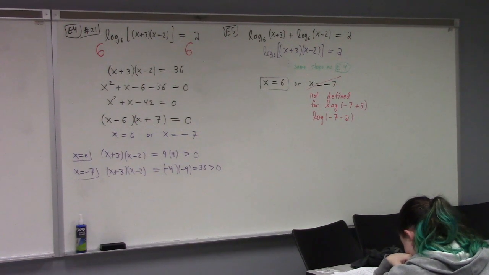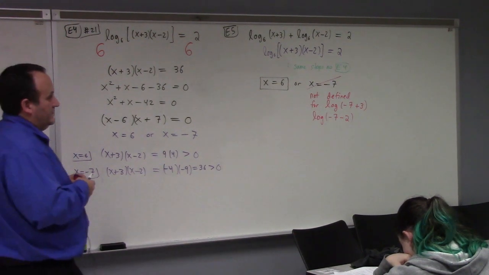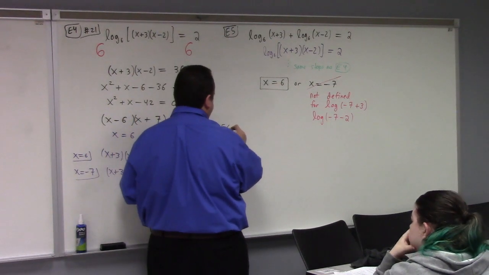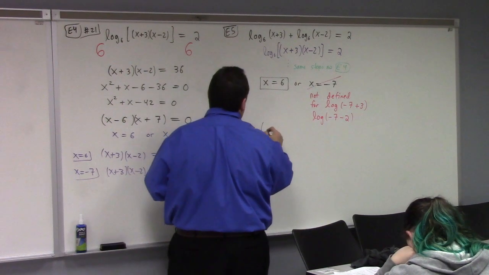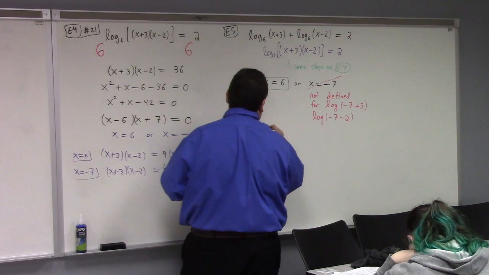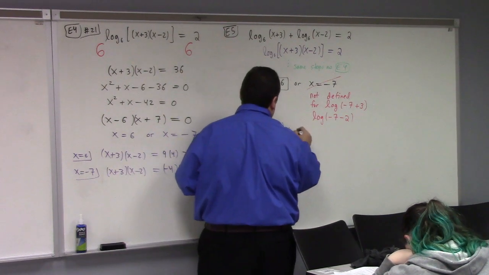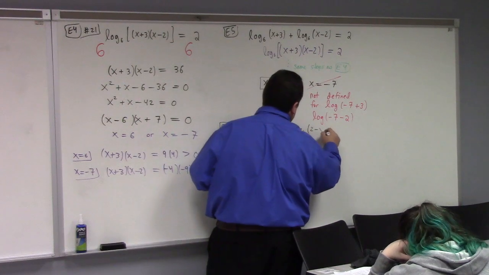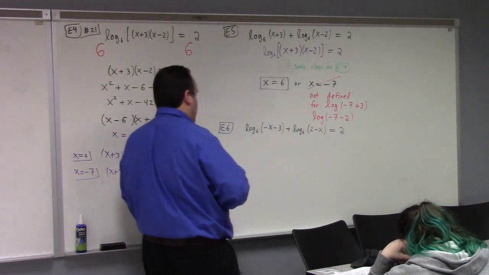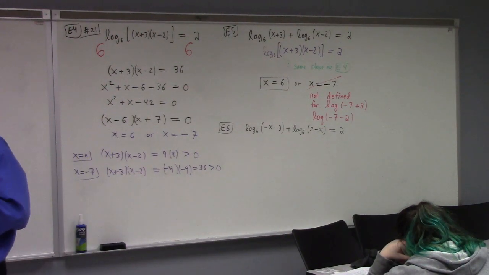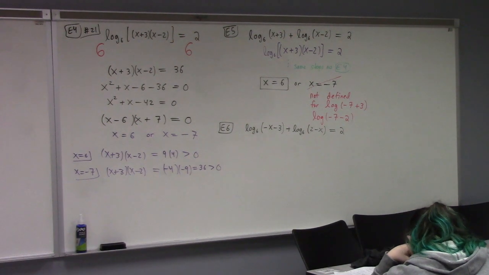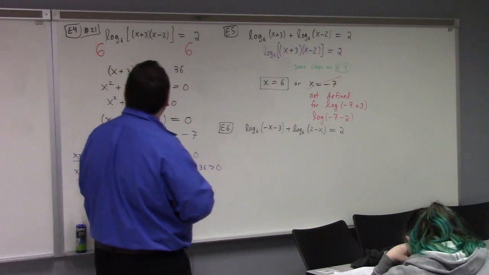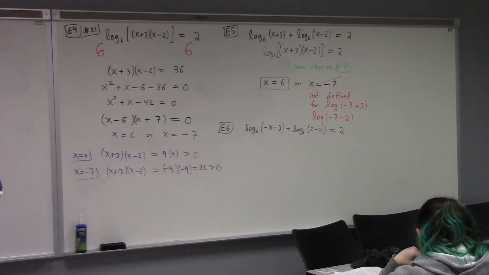How would you get a problem which just had -7 as an answer, but didn't have 6? See this? If I look at log base 6 of minus x minus 3 plus log base 6 of 2 minus x equals 2. What I did was multiply both of the factors in the previous one by minus 1. And when you combine these two, you will again get back to example 4.